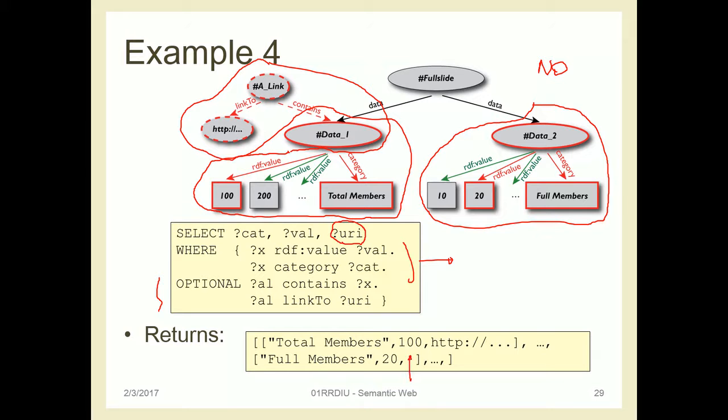So the result for the node on the left is complete. We have the category, we have the value, and also we have the URI here. In the second matching node, we don't have the URI, but the rest is available, and there is a blank place showing that this data was not available. So this was an idea of what you do practically when you have a graph and you want to understand how the bindings in a SPARQL query work against the RDF graph.